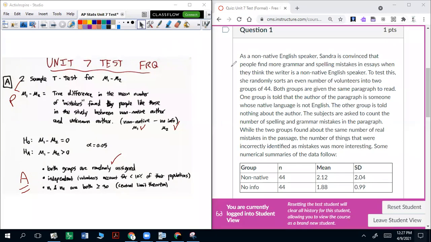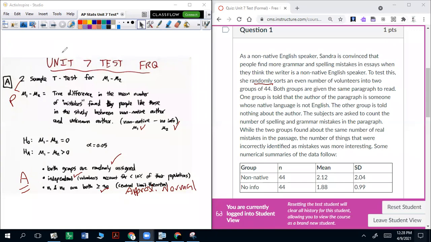So yeah, it says she randomly sorts an even number of volunteers into two groups. So we got that. Are they independent? We can assume that the volunteers account for less than 10% of their populations, but you have to state that. And since the sample sizes are both greater than 30, we've met the central limit theorem, so it's approximately normal. So we've met all the conditions, and for all of your work, you should have had this part set up.